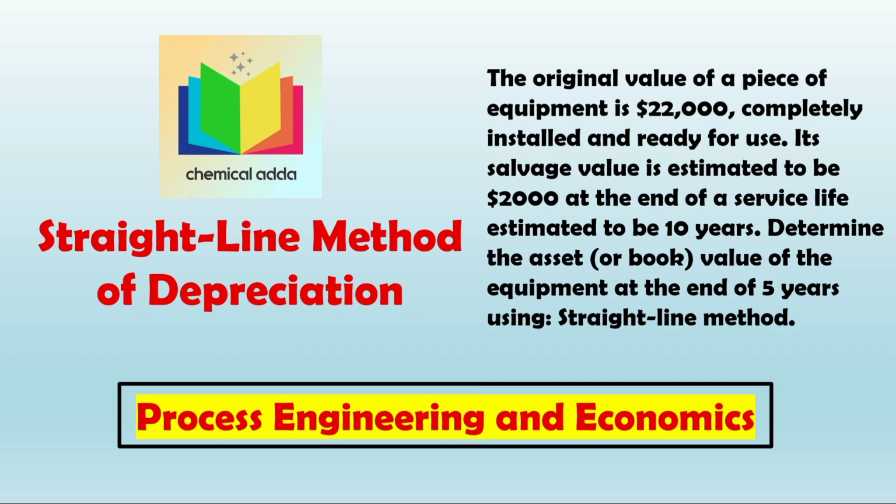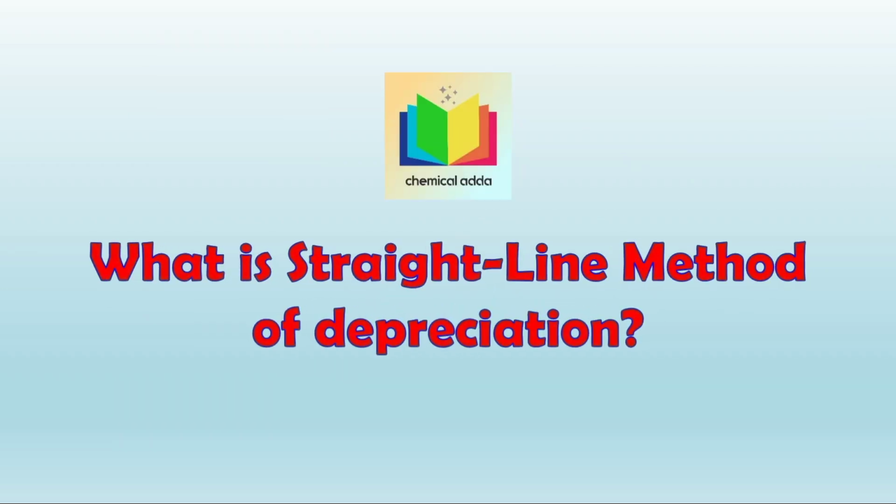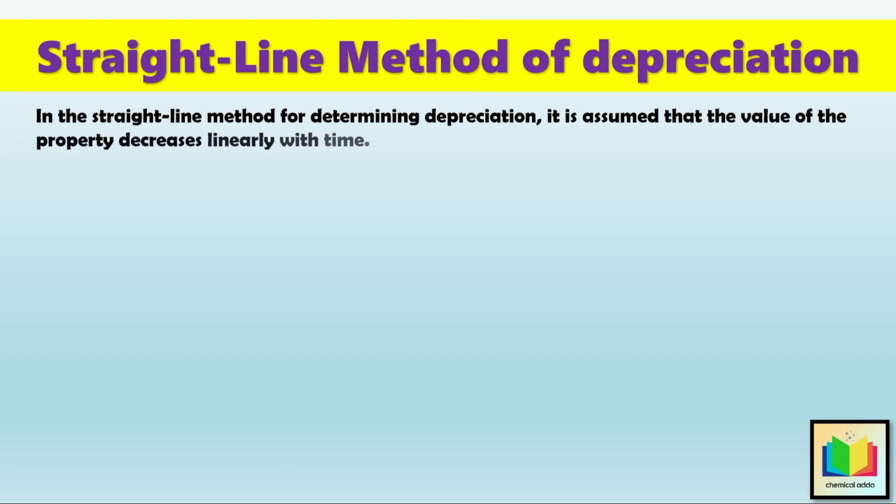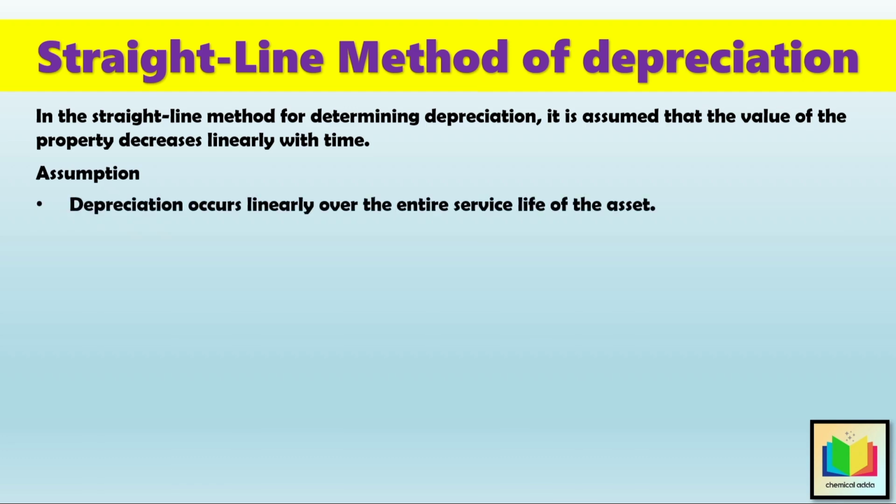Alright, let's begin. So, let us first understand what is the straight line method of depreciation. In the straight line method for determining depreciation, it is assumed that the value of the property decreases linearly with time. In other words, we assume that depreciation occurs linearly over the entire service life of the asset, and that is why it is called the straight line method. And because of this assumption, equal amounts of depreciation are charged every year throughout the useful life of the property. Therefore, every year, the asset loses the same amount of value.